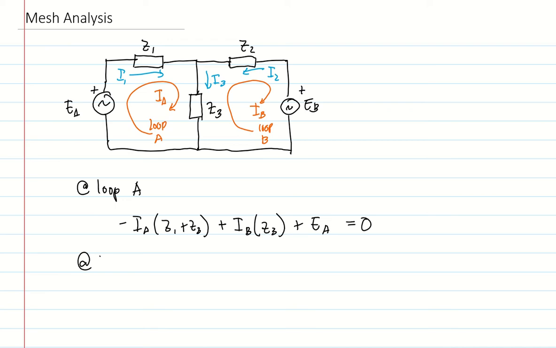Next, at loop B, we can repeat that again. IA in that loop is opposite to the direction of IB. If IB is negative, let's make IA positive here. So IA multiplied by Z3. And for minus IB, you add the impedances Z2 plus Z3. The last sign for the voltage will be negative, so minus EB equals 0. So this is how we do mesh analysis.